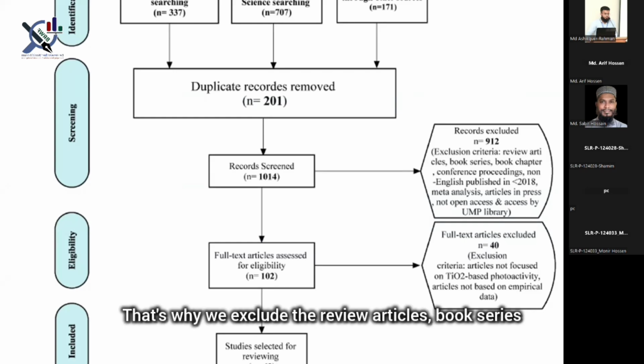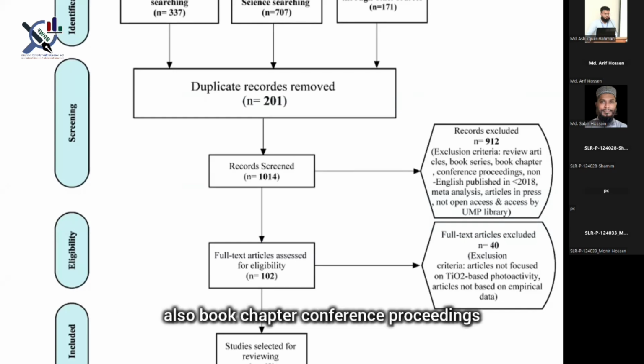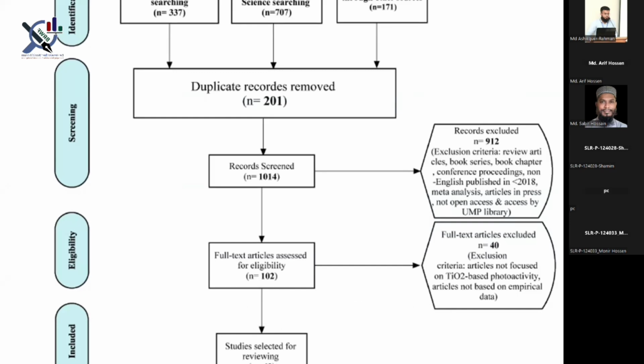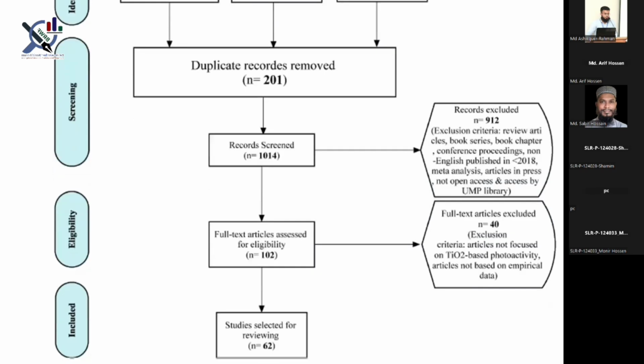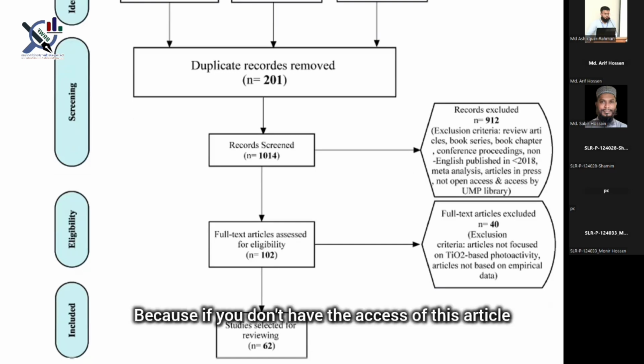So that's why we exclude review articles, book series, book chapters, conference proceedings, non-English published papers, and papers published before 2018. Also meta-analyses, articles in press, and articles that are not open access. Whatever our university library, UMP, has access to, we only use that. Because if you don't have access to an article, how can you critically review it? So that's why we mentioned this.